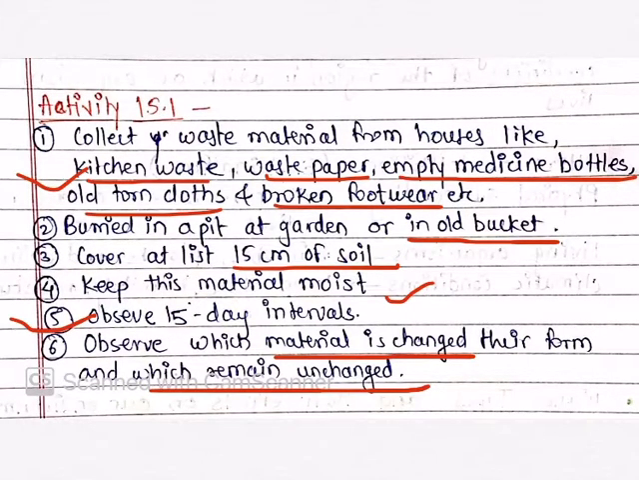You have to cover this waste with a soil layer of about 15 centimeters. Then there is one condition: you have to keep this material moist, which means adding some water every day. Then observe after 15 days. What would you observe, or what conclusion do you reach? Some materials change their appearance and some remain as they are after 15 days.